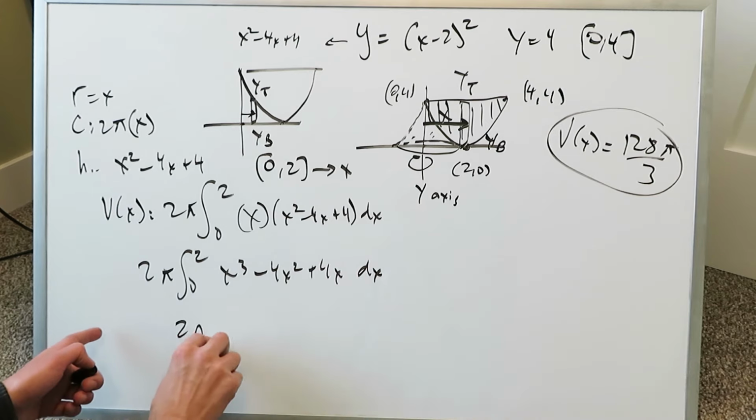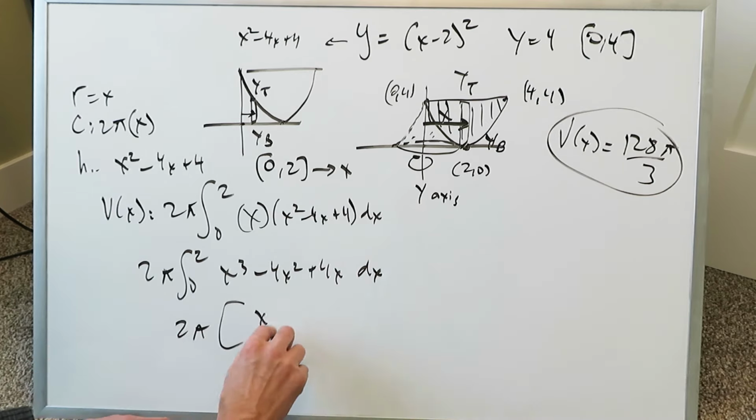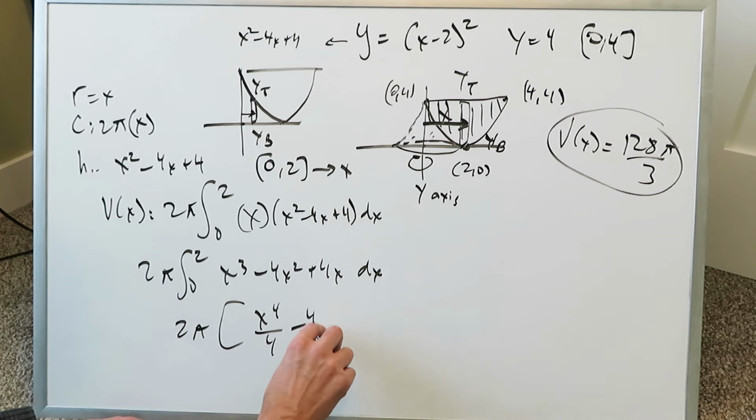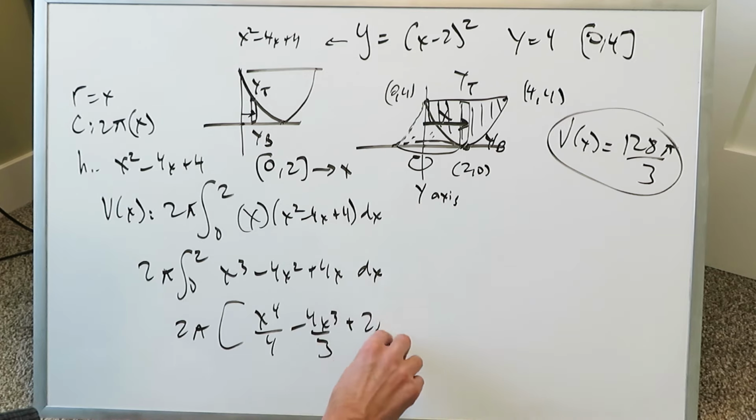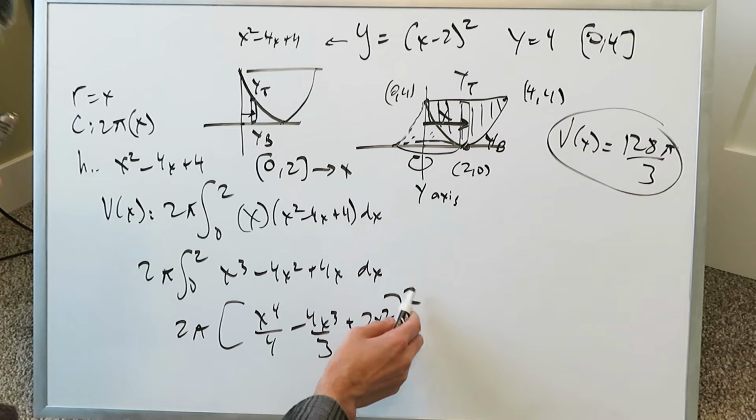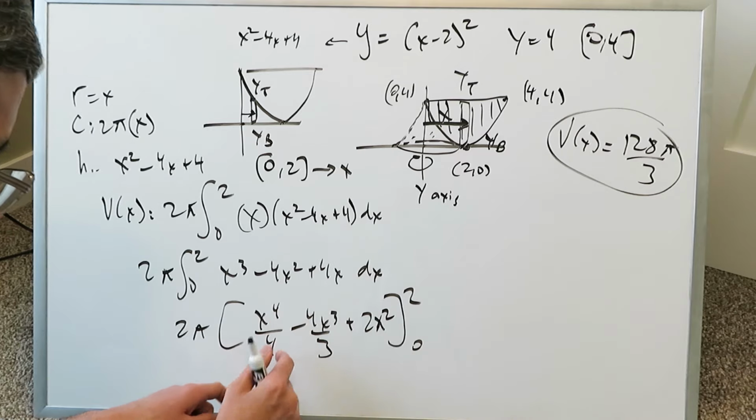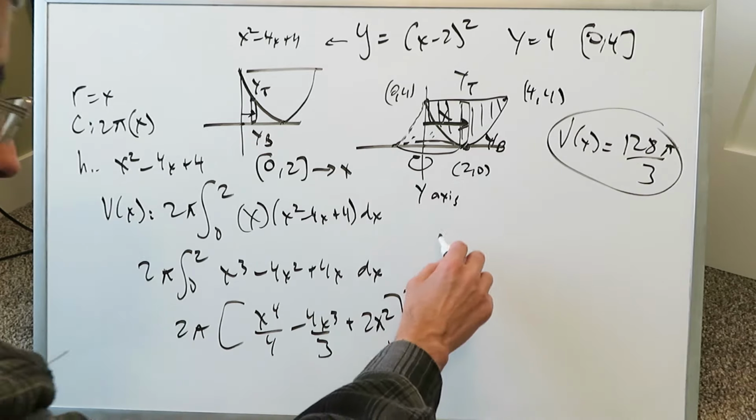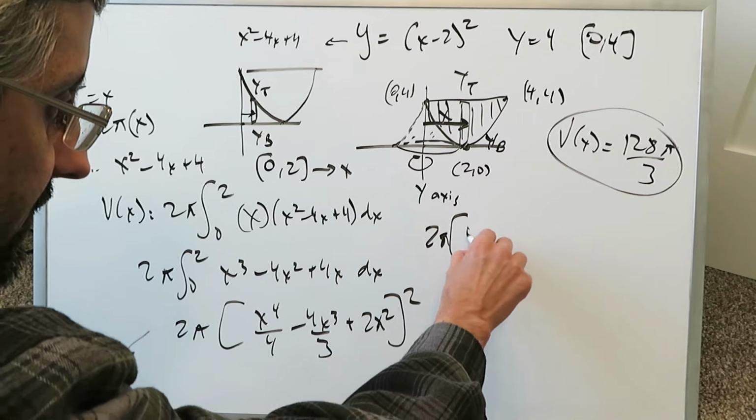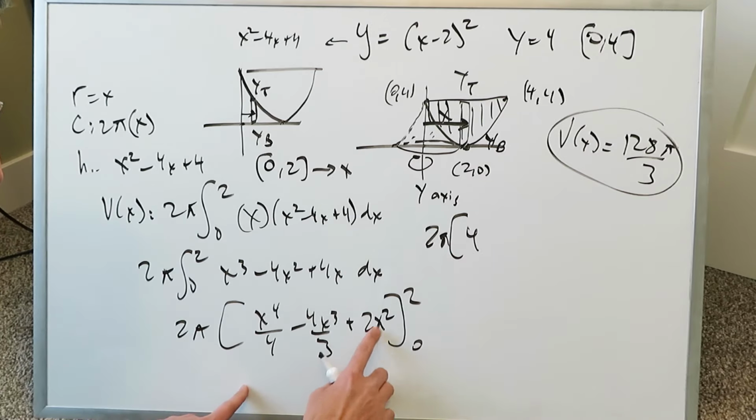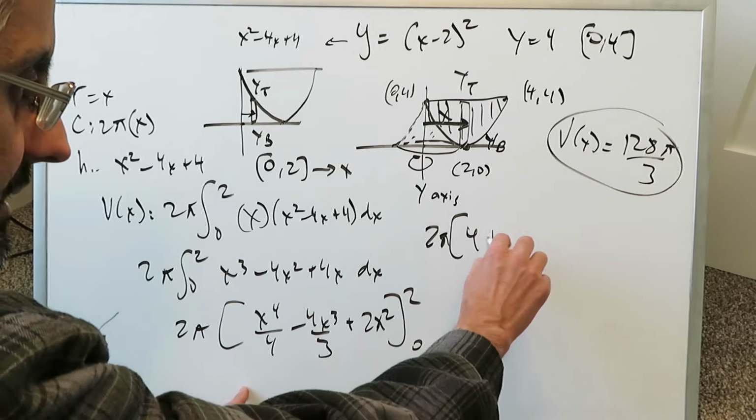You can integrate this in the next step in terms of its antiderivative. You have x to the 4 over 4 minus 4x cubed over 3 plus 4x squared over 2, which is 2x squared, from 2 and 0. We may not need a calculator. If you have a 2 over here, you have 16 divided by 4. 16 divided by 4 is giving me a 4. When you look right here, you have 2 times 4, you have a plus 8.